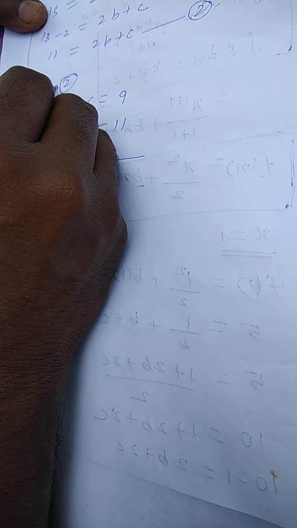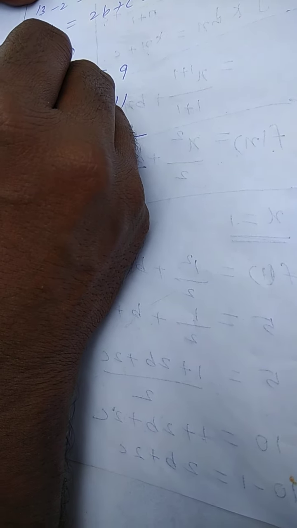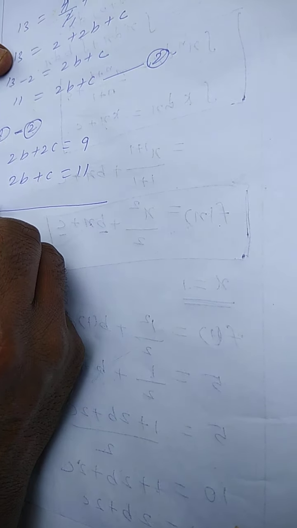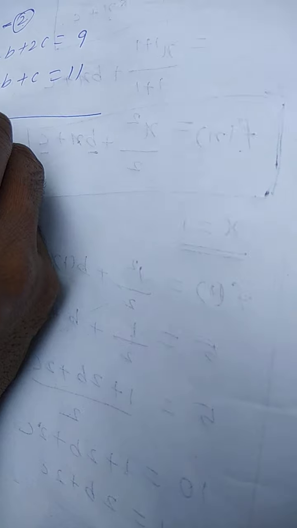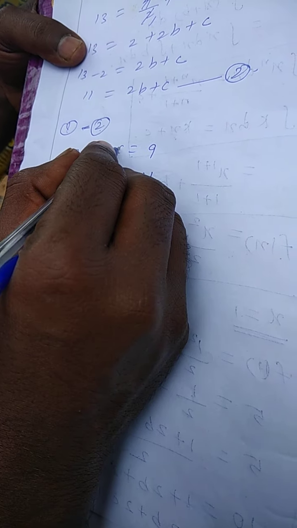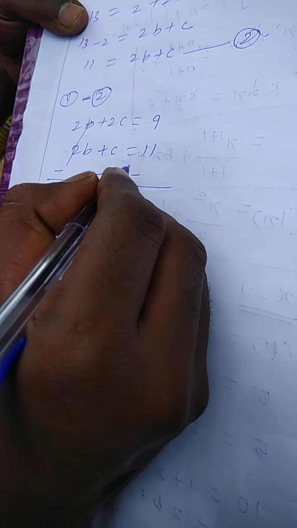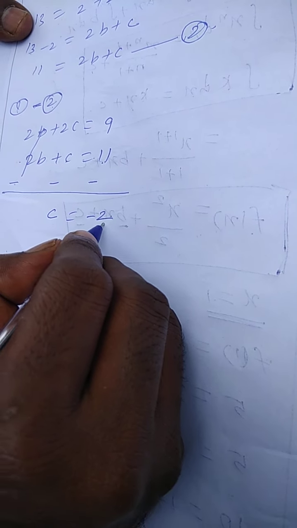So equation 1 subtract equation 2. Now I change the sign of the second equation: plus becomes minus. 2b minus 2b cancels. 2c minus c is c, and 9 minus 11 is minus 2. So c equal to minus 2.